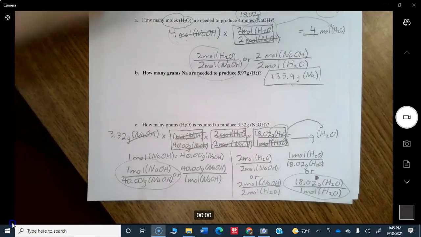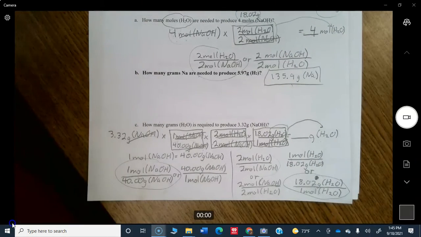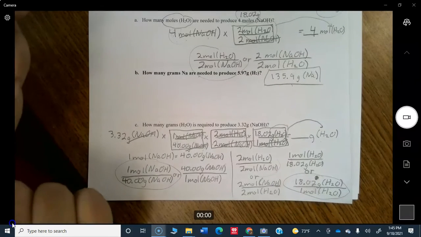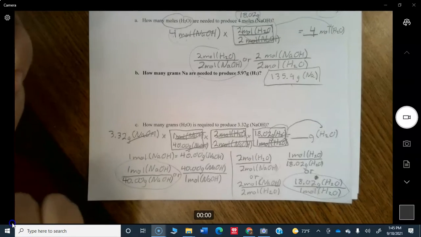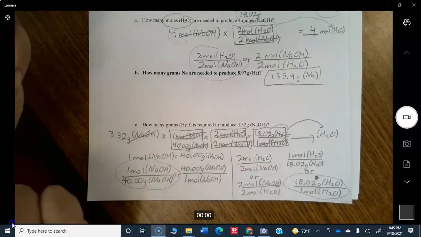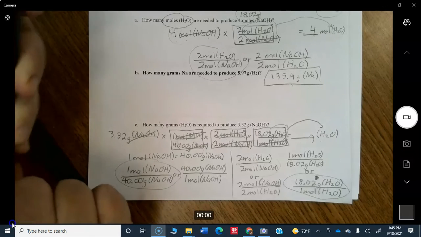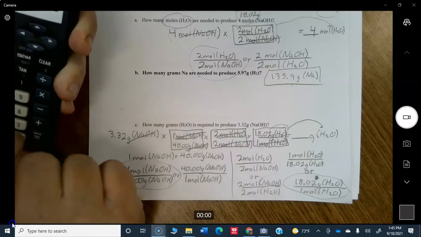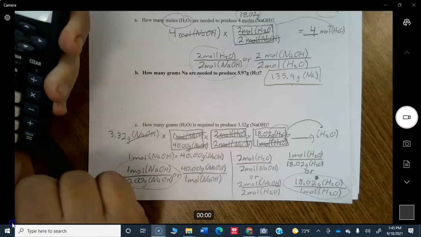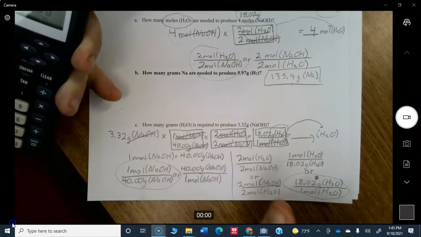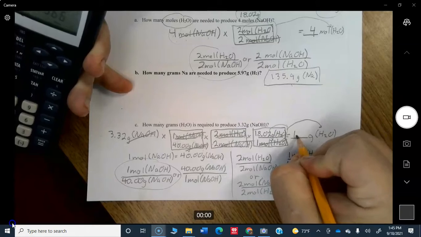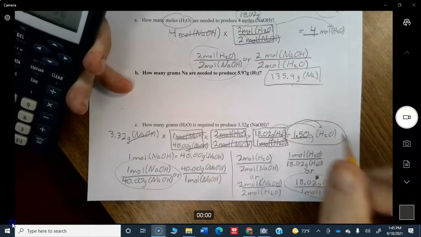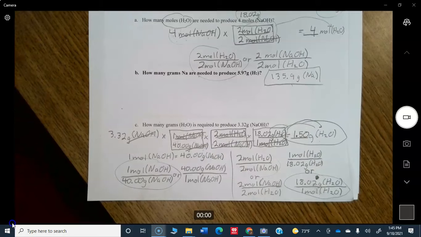So now you go ahead and run the numbers. So everything on top, 3.32 times 1 times 2 times 18.02 divided by everything on the bottom, so that's divided by 40, divided by 2, divided by 1, and that gives you 1.50, I'll call it. Not paying attention to significant figures here. So that is your answer.